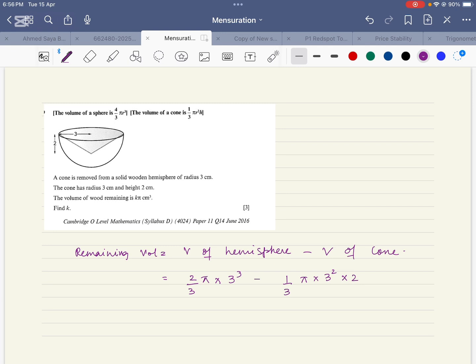We are not going to remove pi. We will let pi stay as it is. So we will take pi common. And then we are going to do 2 multiplied by 27 is 54 divided by 3 minus, we will let the 3 stay, so this is 9 into 2 is 18 divided by 3. So this is 54 minus 18, which is 36 divided by 3, and this is 12 pi. So K is equal to 12.